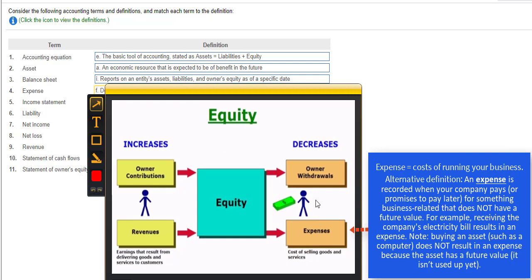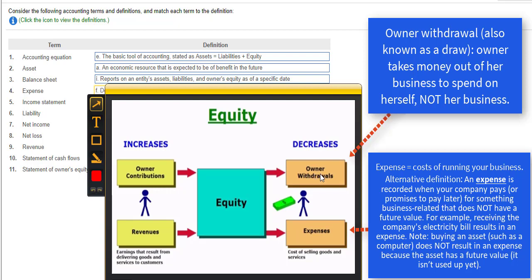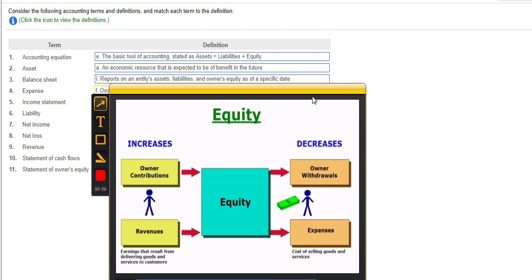The difference between an expense and an owner withdrawal is that an owner withdrawal is the owner taking that money out of the business and using it for personal use. An expense is for business use. An owner withdrawal is for the owner's personal use. Let's say the owner takes $100 out of the business to buy groceries for herself. Well, that's an owner withdrawal. Let's say the owner takes $100 out of the business and spends it on an office party. Well, that's part of a business expense. So that's the difference between an expense and an owner withdrawal.